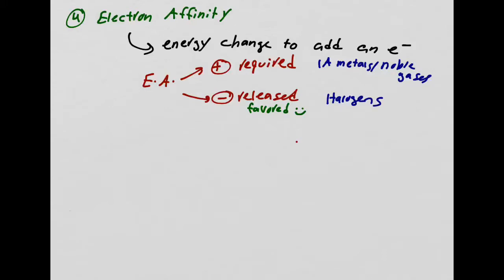Halogens want to add an electron to look like a noble gas. Because if a halogen adds one electron, it's going to look like a noble gas. So this is favored. Not only is energy not required, some energy is actually released, because it's a favored process. So ionization energy is always positive because you will always require energy to remove an electron.